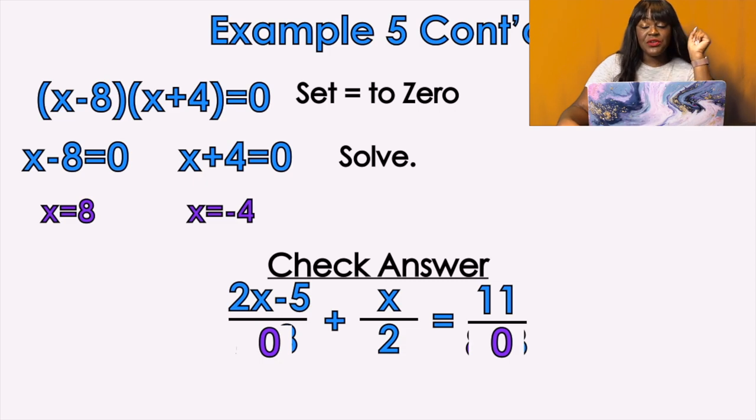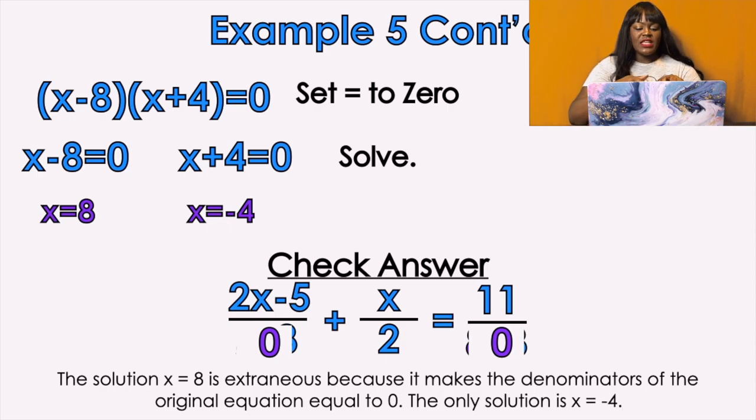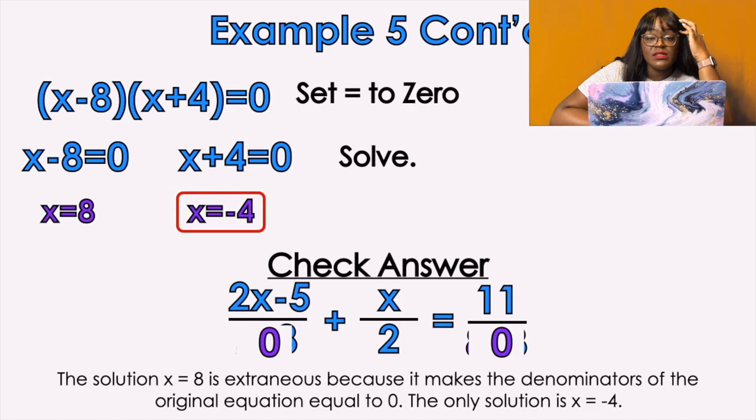0. Am I allowed to have 0 in the denominator? No, I am not. So is 8 going to be considered a solution? No, it's what we call extraneous, okay? The solution 8 is an extraneous solution because when I plug it into the denominator it comes out as 0. That's not allowed in math. So what's my only solution to this problem? Hello, look at me. x equals negative 4. If you put both of those answers in, guess what's going to happen to that question? It's going to be wrong. Don't do that. All right.